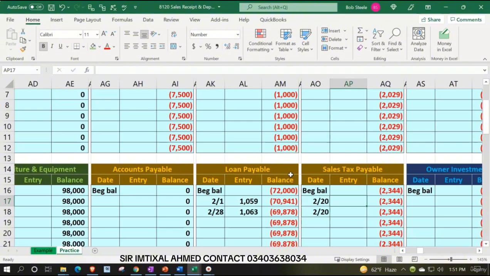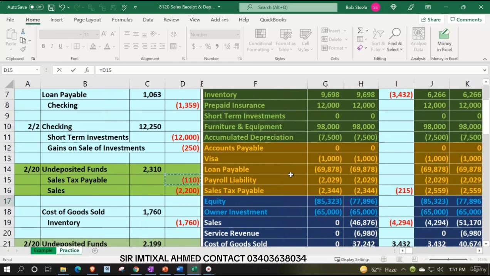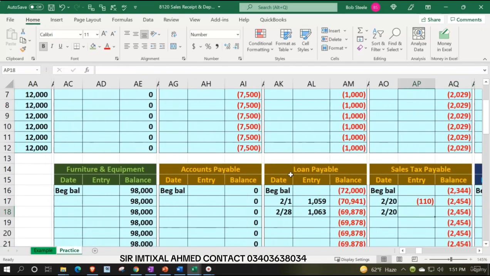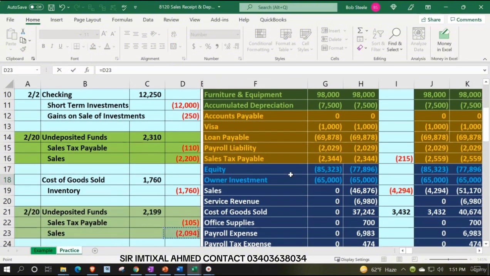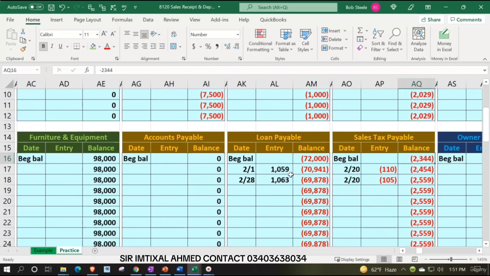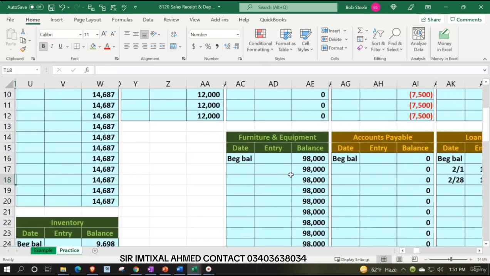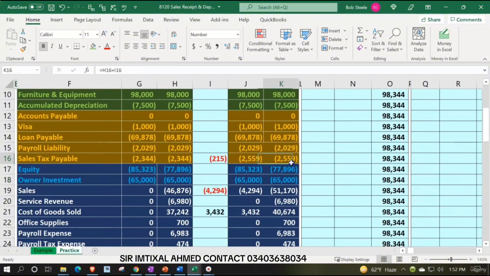We're in AP 17 equals left to the wall. And then we're going to pick up that 110. We're going to do it again. Equals the AP 18 left to the wall. This time we want the 105, bringing the amount from 2344 up to 2559. That 2559 is also on the trustee trial balance right there.